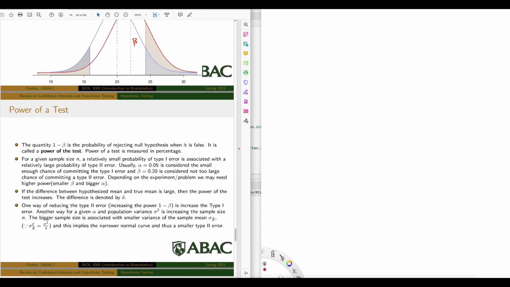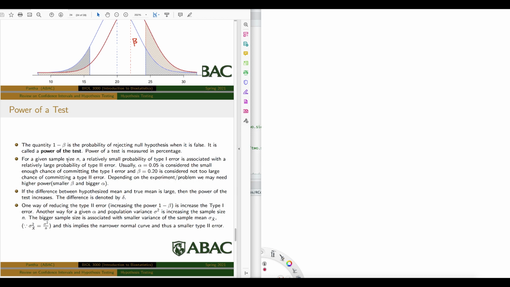So the outside is the power, and the middle region is the type 2 error. If you slide this red curve, the outside region gets bigger and bigger, so the power gets bigger, and the middle area gets smaller and smaller. Meaning that if the true mean is far away from the hypothesized mean, then you will get a bigger power of the test. That's what this slide says.